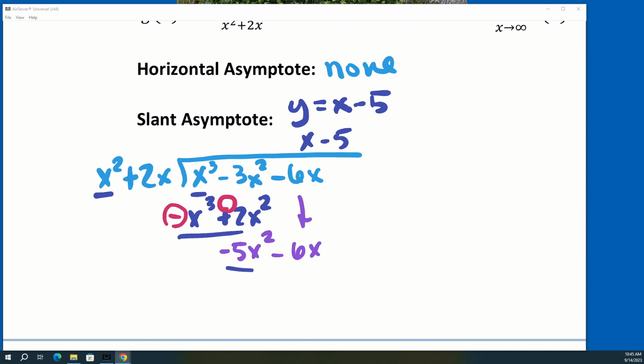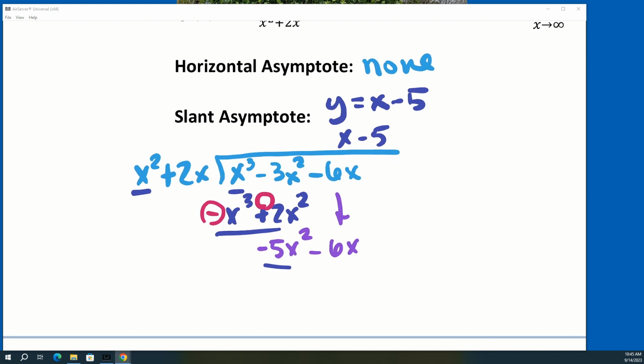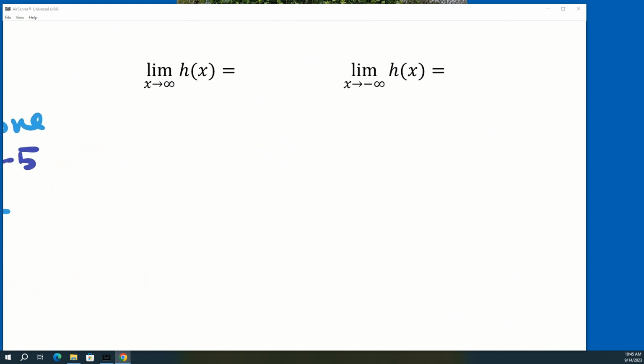All right, so hopefully you can kind of picture what this graph looks like. Y-intercept of negative 5, slope of 1. So on the right side, we're going to be going towards infinity, and on the left side, we're going to be going towards negative.